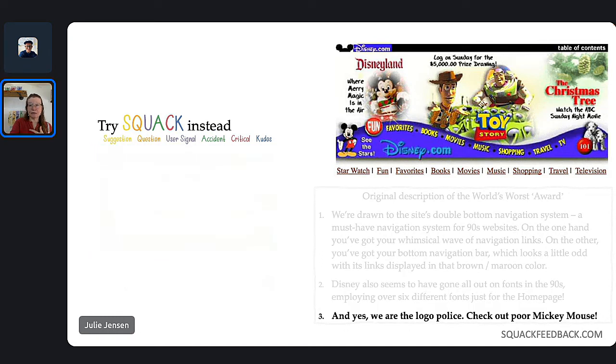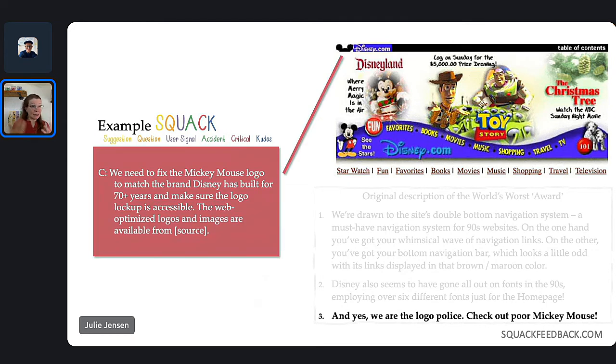Going to the last one, the logo police, I believe this actually could be a critical. Let's call this out as something that absolutely needs to be fixed. After all, Disney has made a huge investment in the Mickey Mouse logo. And here you'll find that I'm also, as the feedback giver, telling them where to go and find those web optimized logos and images. I'm committed to helping the designer of this solve this problem.